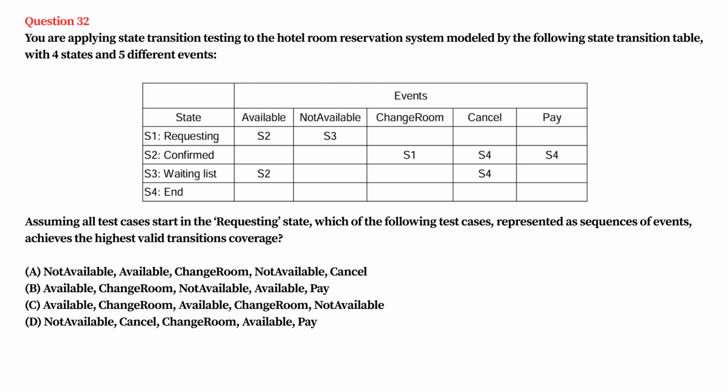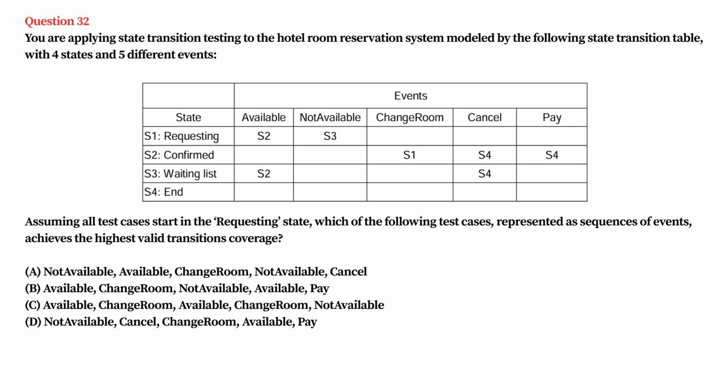Answer C is not correct. This sequence of 5 events covers 3 different transitions. Both available events correspond to the same transition from S1 to S2. Both change room events correspond to the same transition from S2 to S1. This test case covers 3 out of 7 valid transitions.